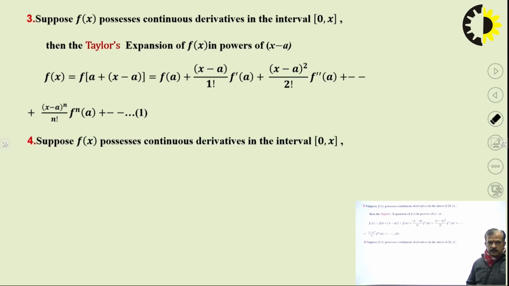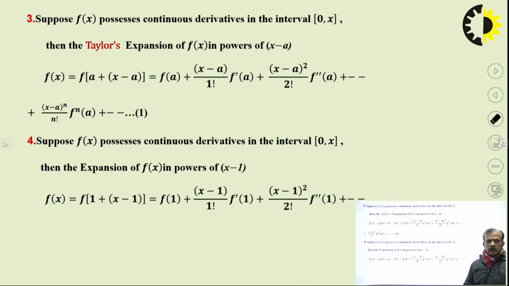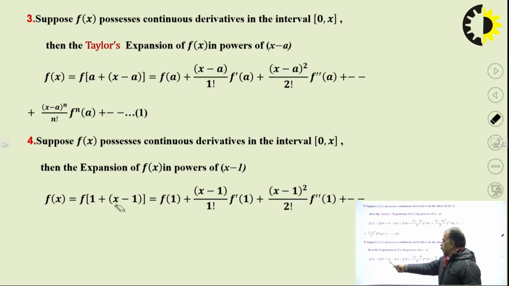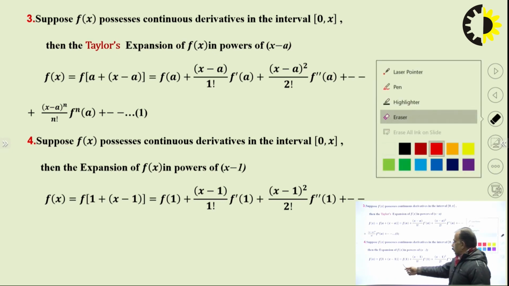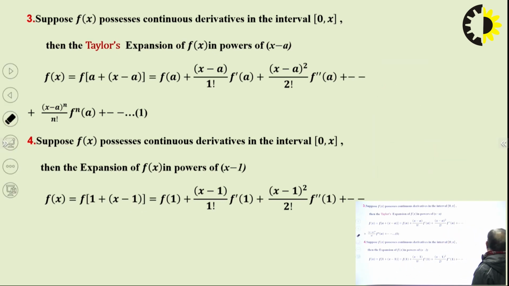In the fourth case, if we have f(x) possesses the continuous derivative in the interval 0 to x, then the expansion of f(x) in powers of x minus 1. So, we arrange f(x) with the second term x minus 1. So, f(x) equal to f of 1 plus x minus 1.